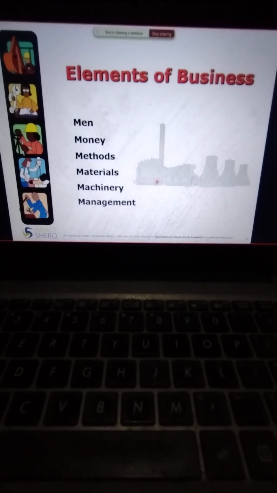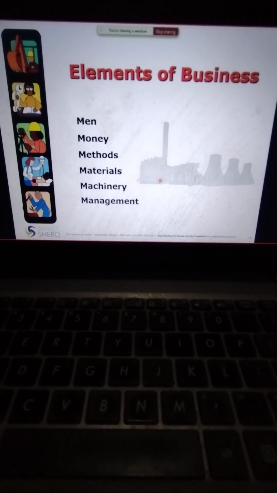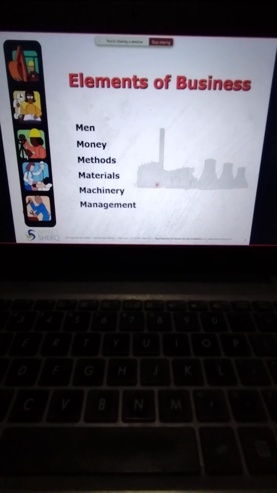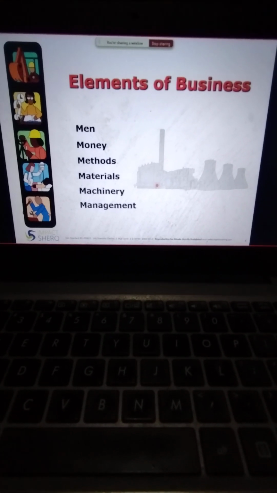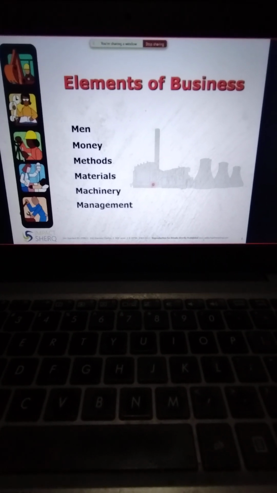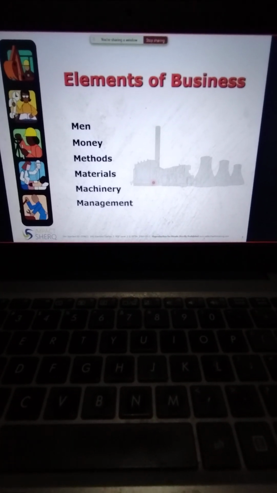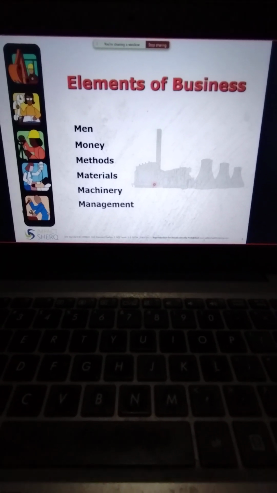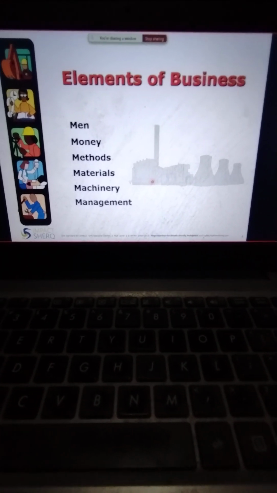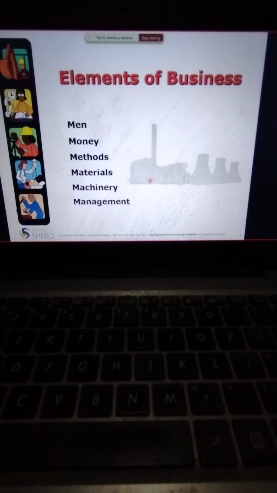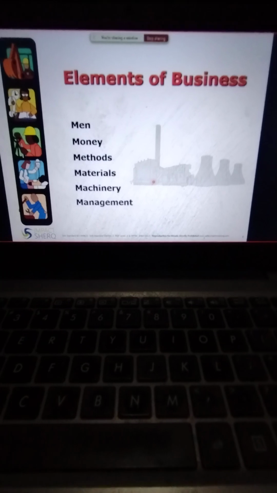Now, when we are looking at health and safety, remember, health and safety is done in a business. Health and safety is done at a workplace. So in a workplace, there is what we call the elements of a business. Every business has got certain things that must be there for it to function well. Number one, every business has people, that is men.